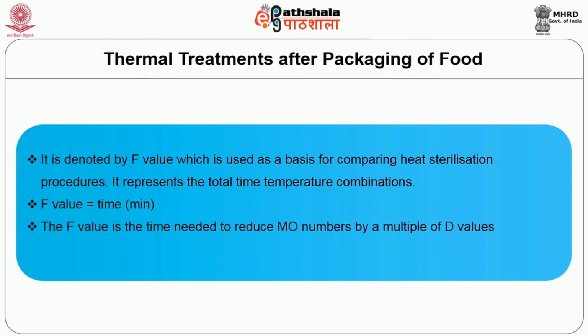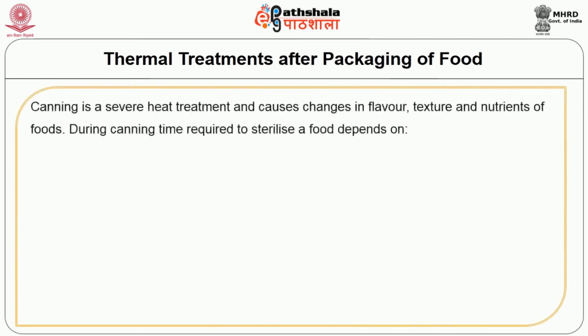The F value is the time needed to reduce microorganism numbers by a multiple of D values. F is equal to D (log N1 minus log N2) into F0. Canning is a severe heat treatment which causes changes in flavor, texture and nutrients of foods.